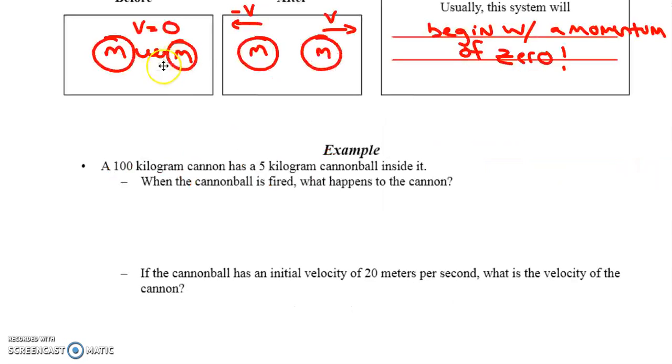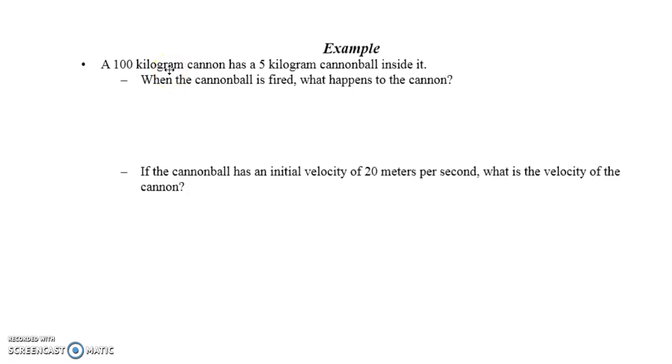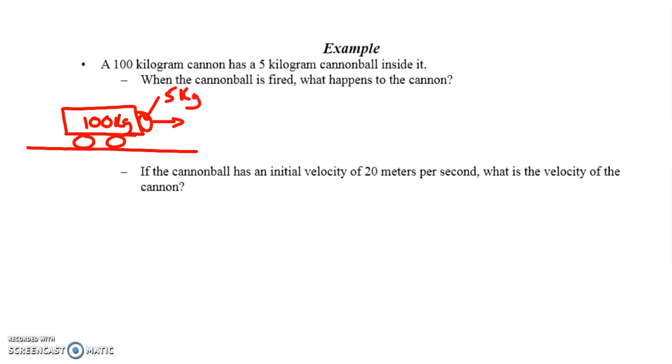So an example of this type of problem is we have a 100 kilogram cannon with a 5 kilogram cannonball. So we have some cannon and it's firing some cannonball. The cannon is 100 kilograms, and the cannonball is 5 kilograms, and it's just about to be fired. What we know is that after, the cannon is going to be moving in one direction and the cannonball is going to be moving in another direction.